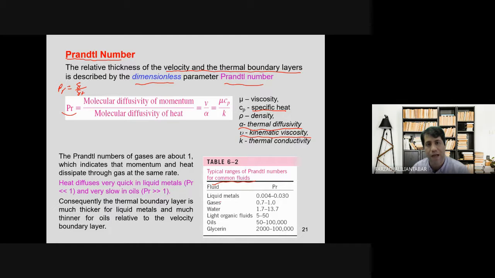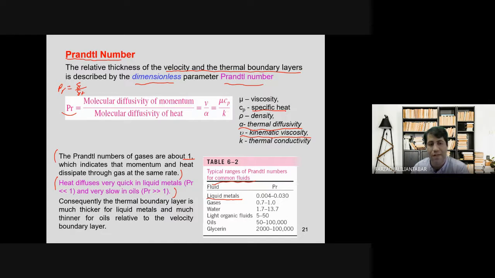If we have the same viscosity for them, then it means the heat transfer will be much higher in the liquid metal. This is also mentioned here. The Prandtl numbers of gases are about 1, which indicates that the momentum and heat dissipate through gas at the same rate. So the velocity and temperature of the gases will change almost the same. But heat diffuses very quickly in liquid metals. The transfer in them is higher, and very slow in oils.